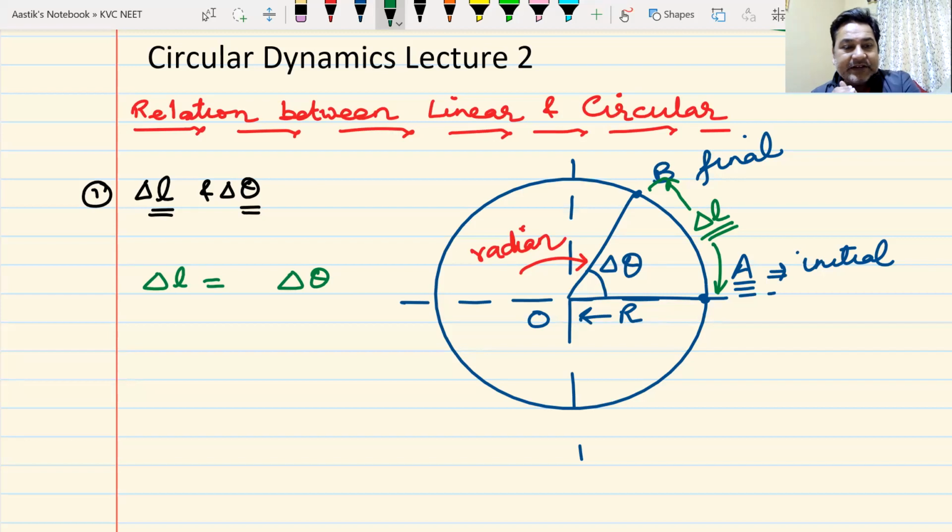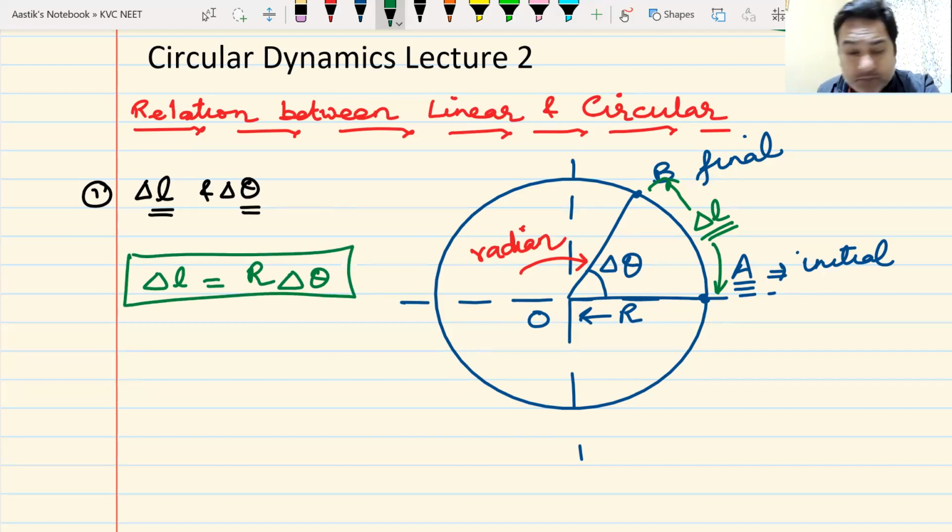Santosh is giving me the answer. Right, Santosh, this is correct. Santosh has given me the answer. Delta L will be equal to R times delta theta. This is exactly correct, or I can also write it like this: delta L is equal to delta theta multiplied by R.